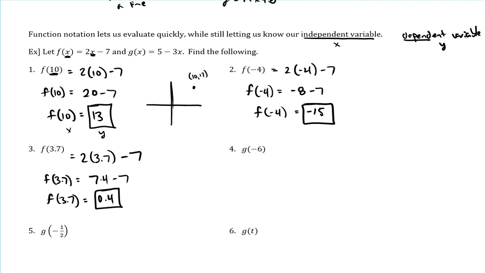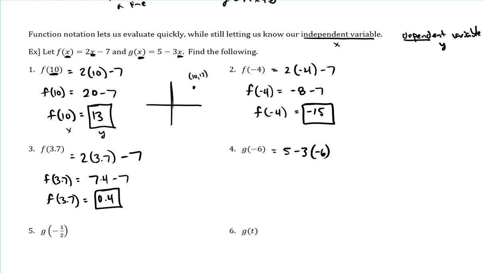Now in this problem, they also gave us a g function. Well, it's still just going to work out the same way, except instead of using the f function, use the g function. So g of negative 6 means to change the x's that you see in this equation. So that x right there and that x right there need to become negative 6. So the left side, we've already done it. And then they want us to do 5 minus 3 times negative 6.